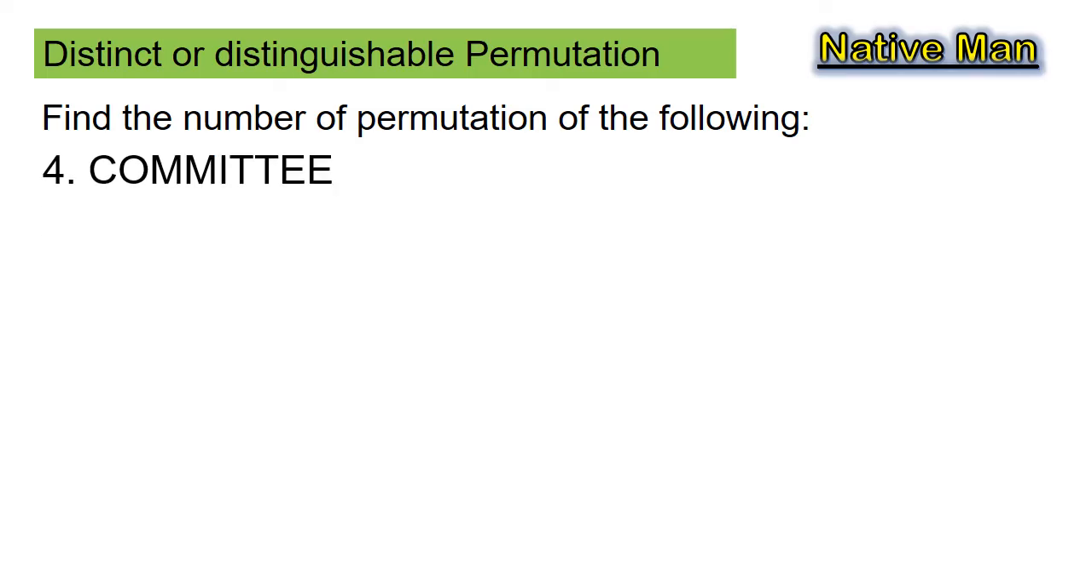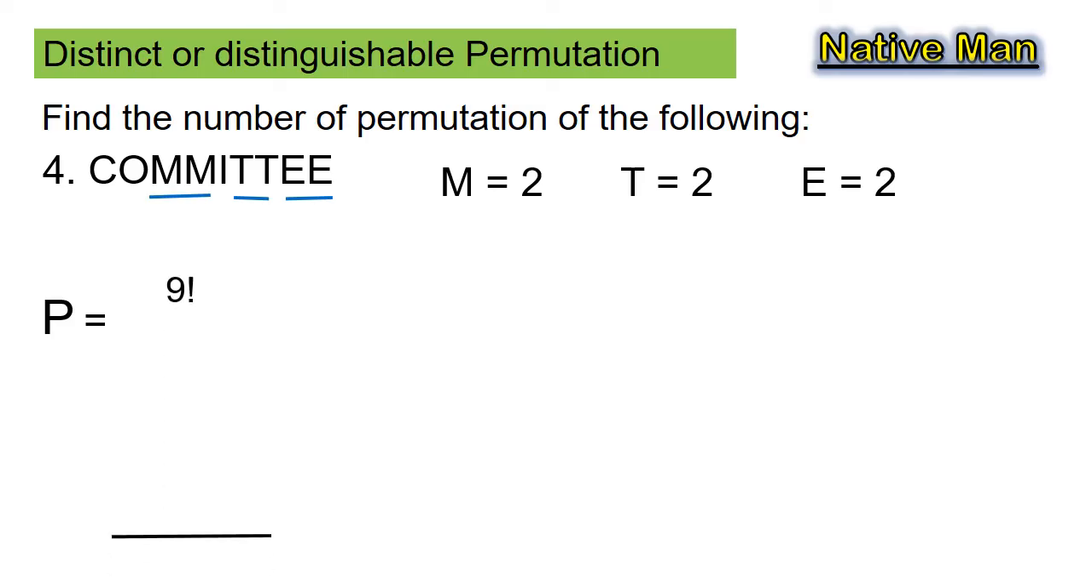Okay? So, next is the word committee. Okay? So, there are 2 M. There are 2 T. Yan. And there are 2 E. Yan. So, let's try to solve its distinguishable permutation. P is equal to, how many letters are there in the word committee? 2, 4, 6, 8, 9. So, 9 factorial over, yung M is 2, so 2 factorial. Yung T is 2, so 2 factorial. At yung E is 2, 2 factorial.